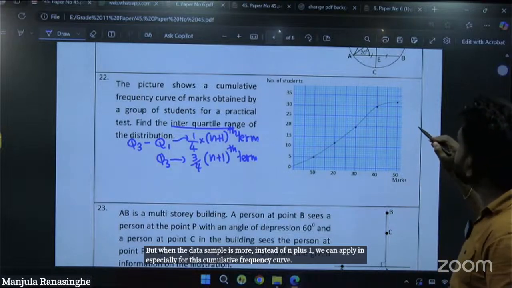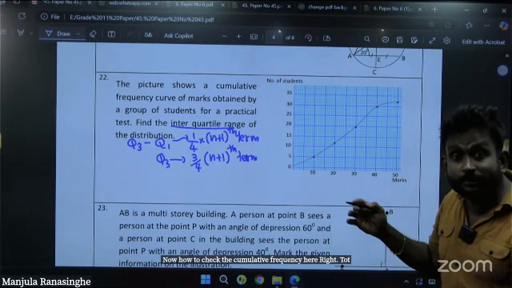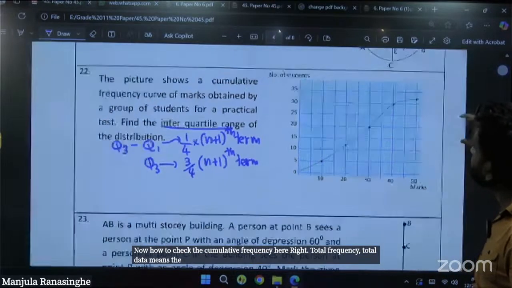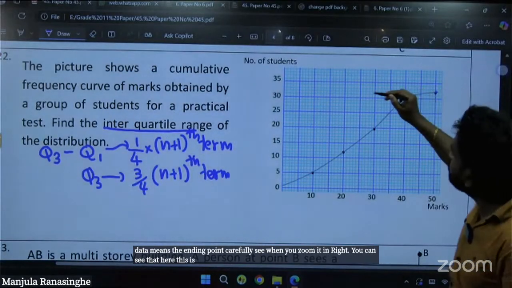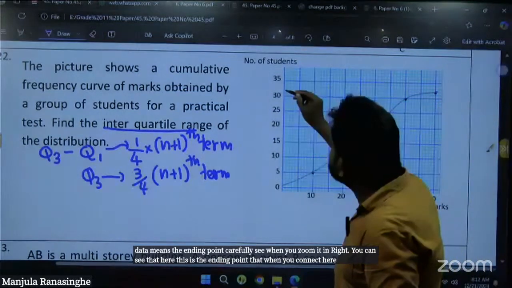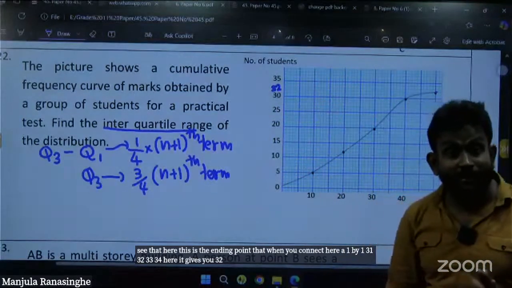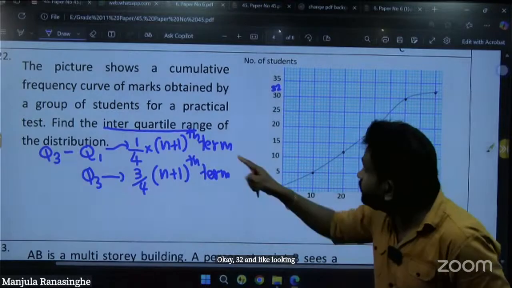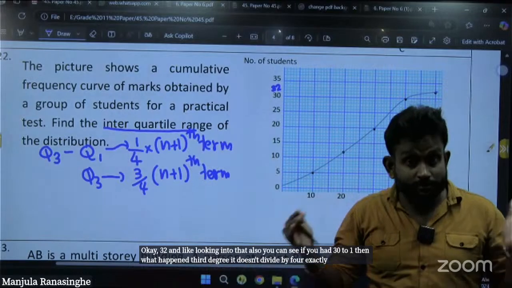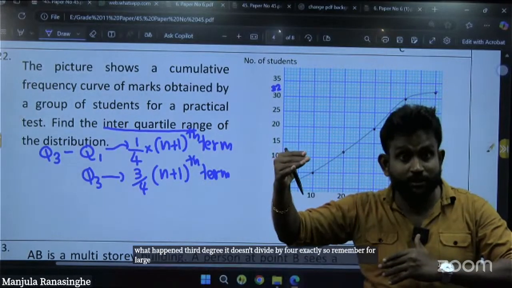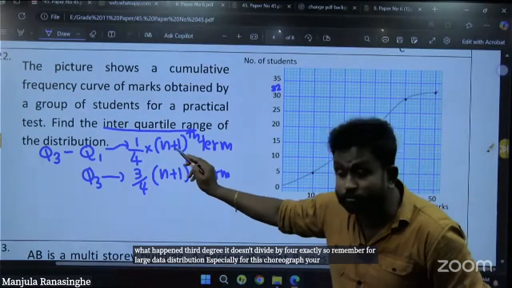Now, how to check the cumulative frequency here? Total frequency, total data, means the ending point. Carefully see when you zoom in. You can see that this is the ending point, and when you connect here one by one, 31, 32, 33, 34, it gives you 32. Looking into that also, if you add 1 to 32, you get 33, which doesn't divide by 4 exactly. So remember, for large data distributions, especially for this curve graph, in your position equation n plus 1 is replaced by n.